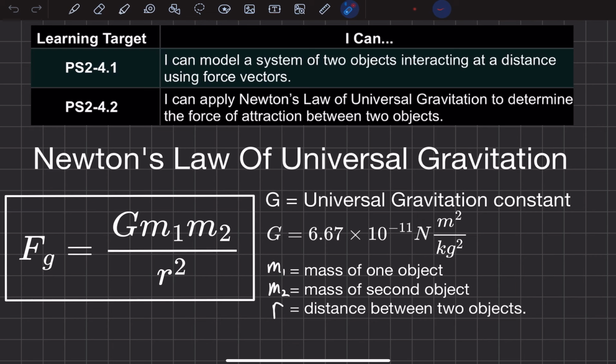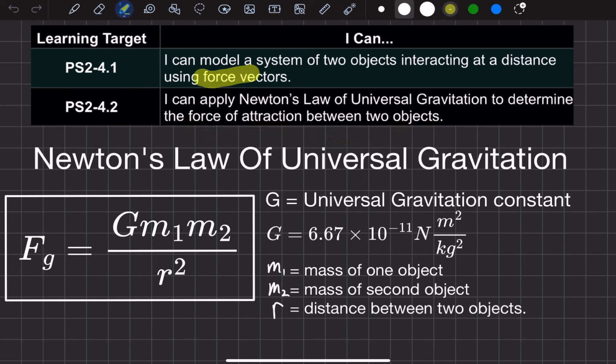In this video, we're going to be going over two learning objectives all about Newton's law of universal gravitation and how to apply it. The first learning objective states that I can model a system of two objects interacting at a distance using force vectors. The second states that I can apply Newton's law of universal gravitation to determine the force of attraction between two objects.